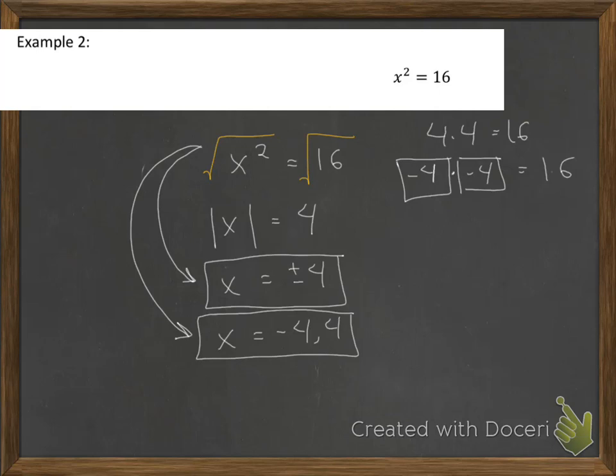Okay, and just to prove it to you, just to show you that I'm not lying, -4 quantity squared is 16, so that's still true. Positive 4 quantity squared is also 16. So both of those answers are correct.